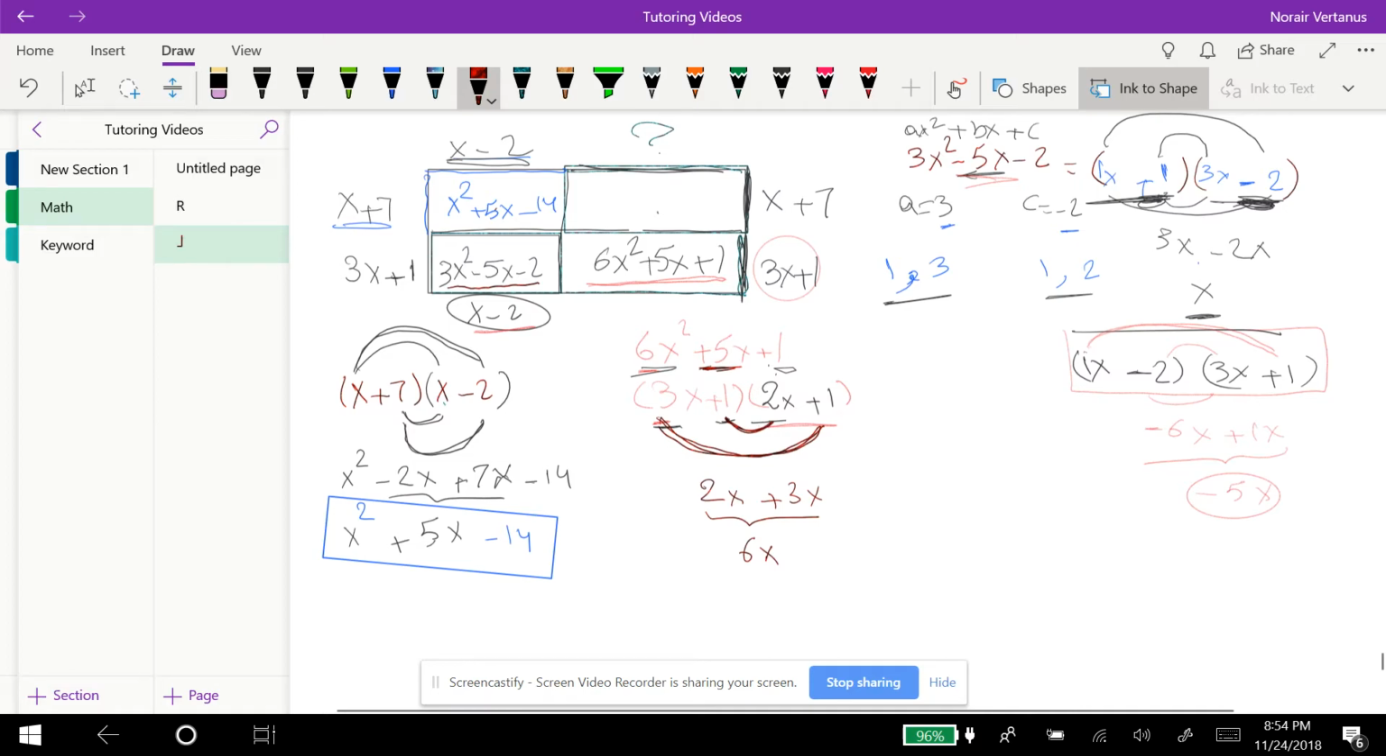Do I get that? Oh, sorry. No, I don't get that because 2x plus 3x is not 6x. It was 5x, right? So I get that, right? So there it is.